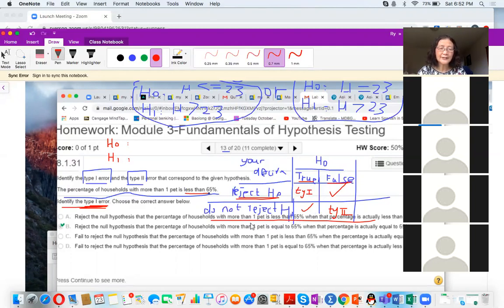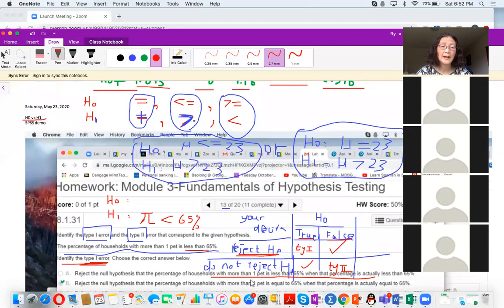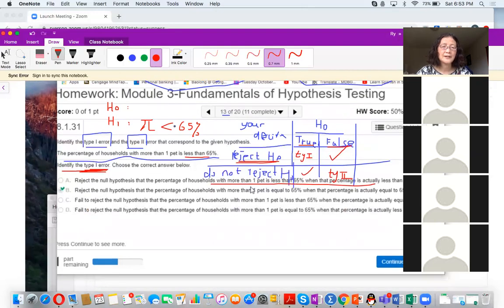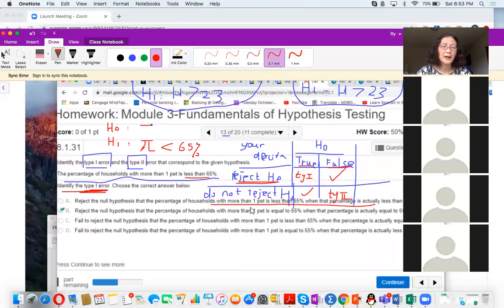So you see the keyword less than 65%, okay? So this is a hypothesis test about population proportion. We use pi to represent population proportion. So population proportion less than 65%, that is H1, because it is less than. Remember we reviewed, when you have less than, you must use H1. So pi less than 65%, and H0 is pi greater or equal to 65%.